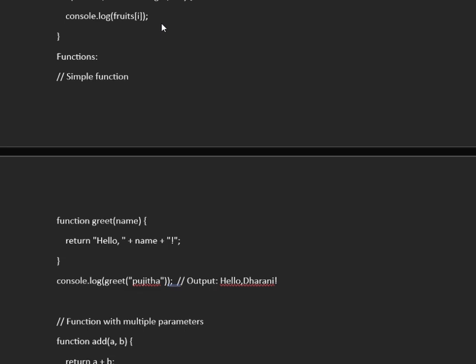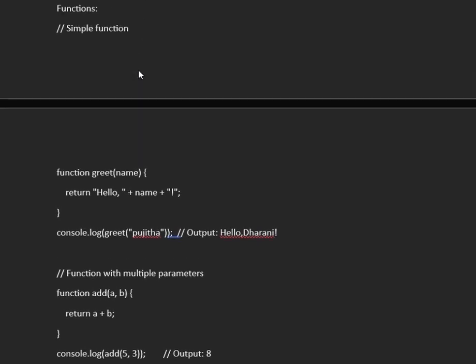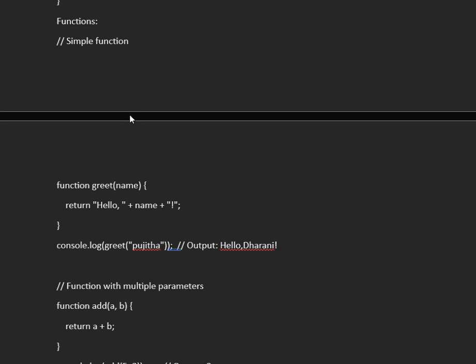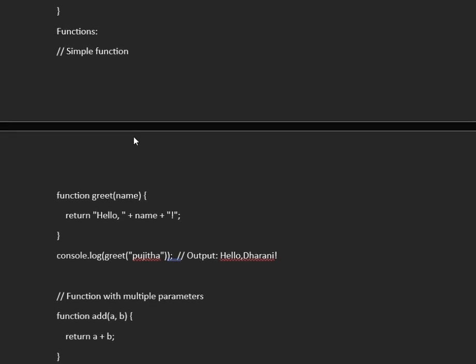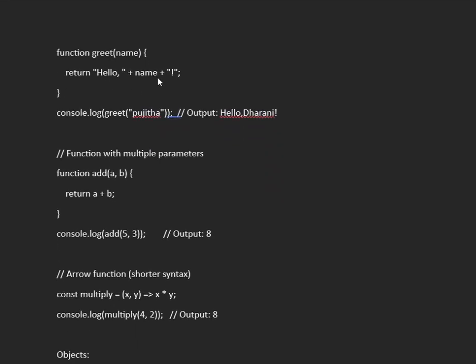Our next topic is functions. Functions are reusable blocks of code that perform a task. They can take input called parameters and return an output. Here is the simple code for the explanation of functions. The function greet returns hello name. Here we can give any name, and it gives the greeting for that name as output. Here I am giving Pushda, and the function returns hello Pushda.